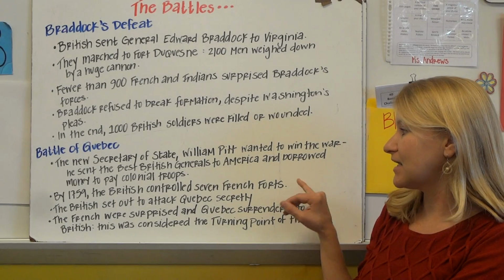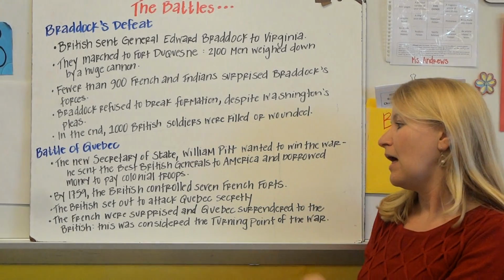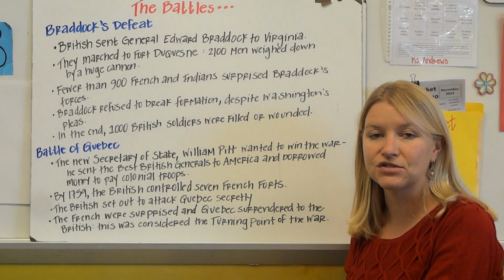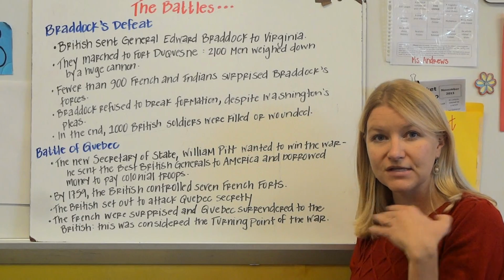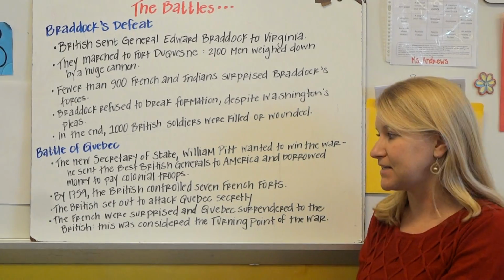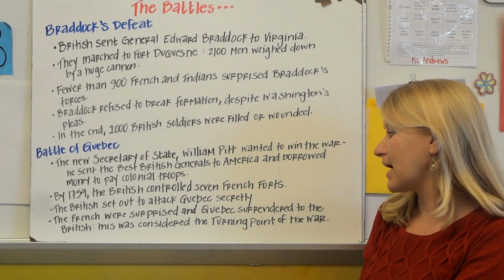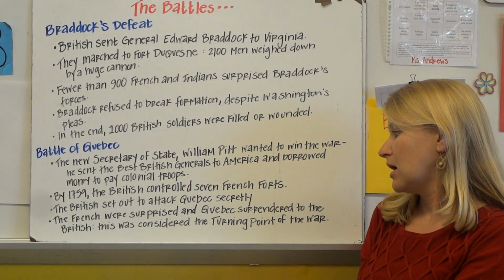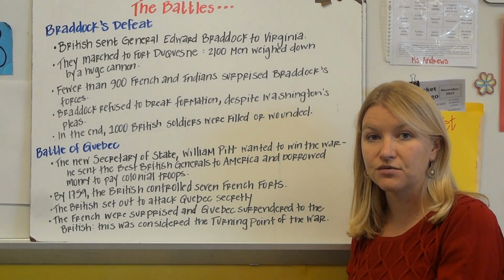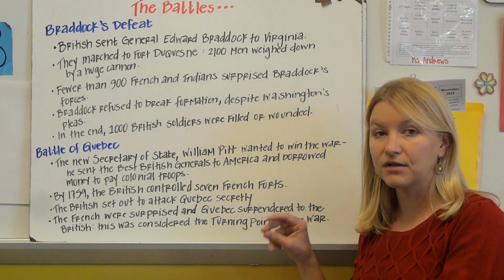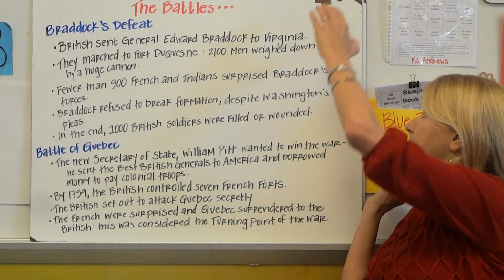By 1759, the British controlled seven of the French forts, which was a huge deal. Their last attack was to go to Quebec, which was one of the big French strongholds. They wanted to do this secretly, so they actually ended up attacking at night. The French were surprised, and Quebec eventually fell to the British. This was considered the turning point in the war, so this is one of the big things to remember. But after this point, really the French kind of lost control and ended up losing the war.